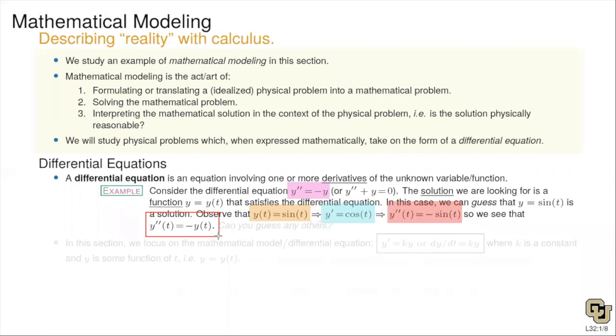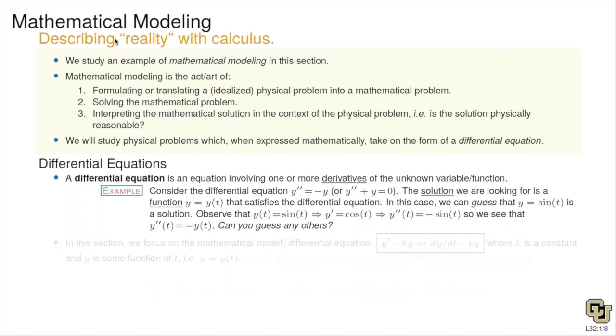And notice the solution here is not a fixed number, it's a function, sine of t. And in this case, because of the theory, which you'll learn when you take the differential equations class, because this is a second derivative here, y double prime, what we're expecting is two answers. And so I say, can you guess any others? And so cosine works. I'll let you check that cosine works, that if you take cosine, differentiate it twice, you'll get back the negative of what you started with.